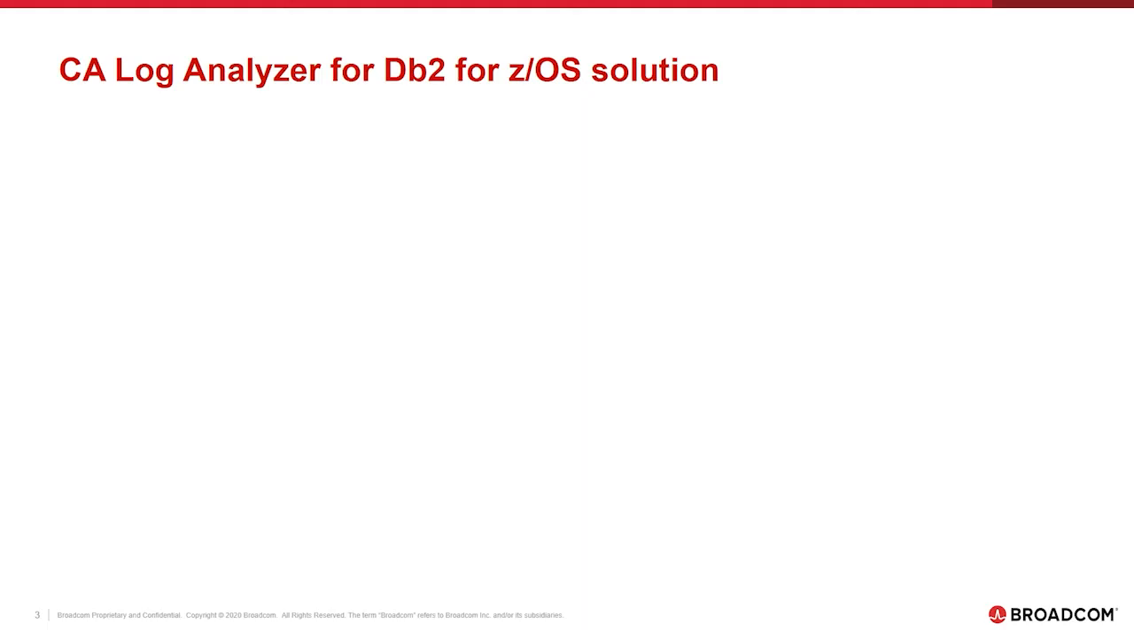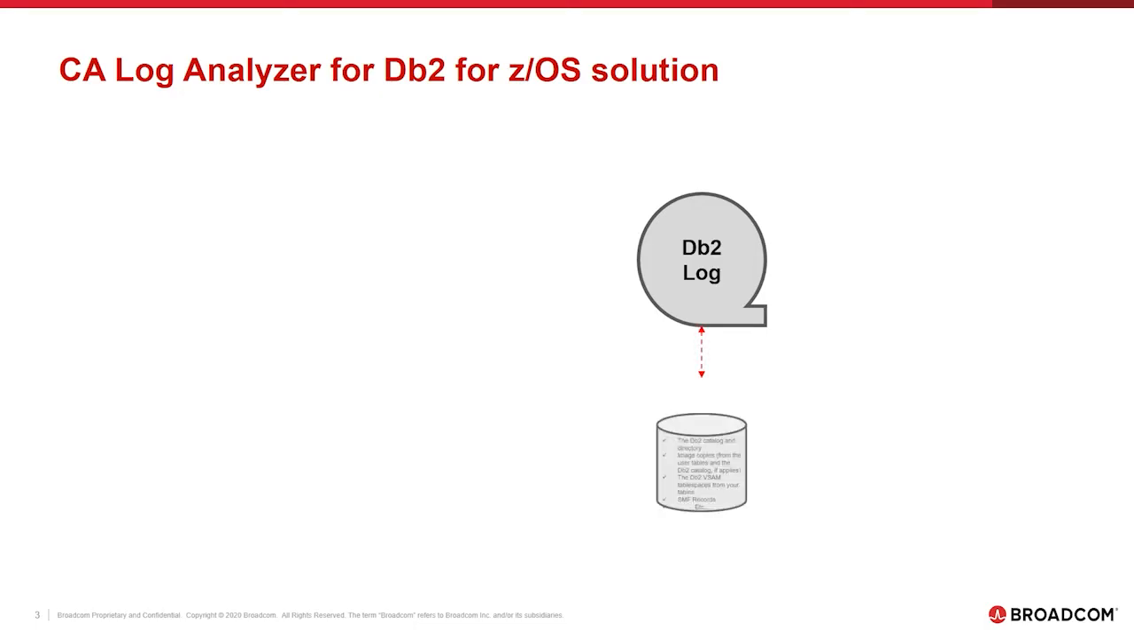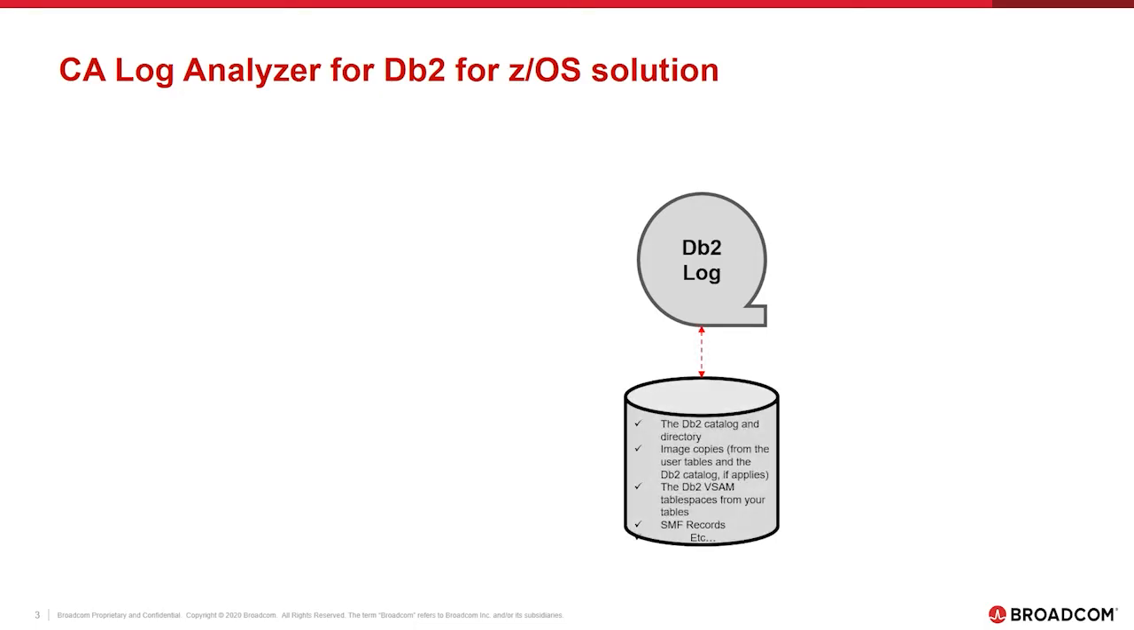CA Log Analyzer, as the name suggests, is a complete analysis and management tool for the DB2 active and archive log. DB2 logs contain a record of every database change, and Log Analyzer takes great advantage of that. Although the log is where the magic happens, it is not the only source. The tool will also look at image copies, bootstrap datasets, DB2 catalog, and other sources to obtain information if needed.